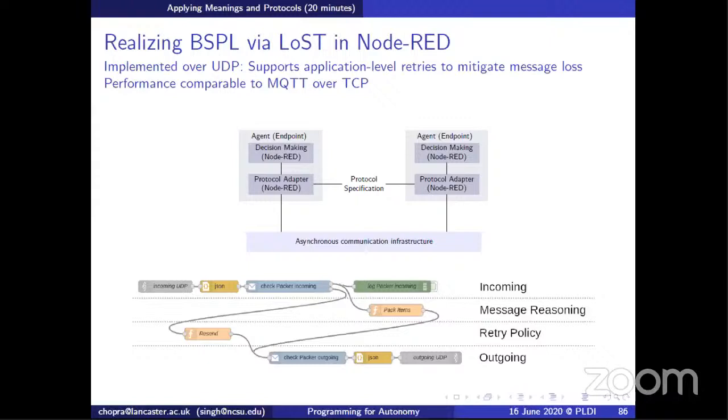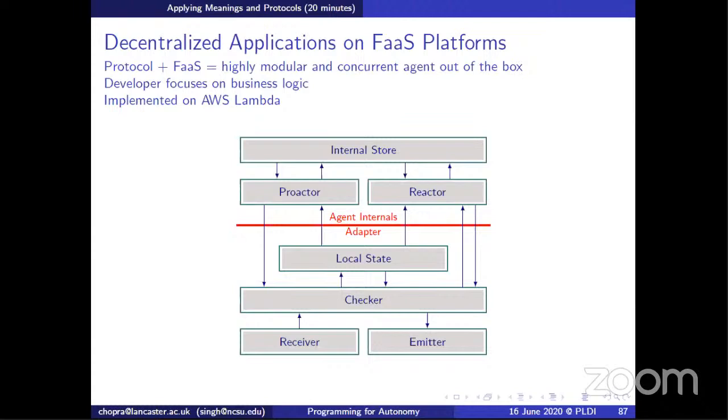And then we also, very recently, have done another interesting exercise. We've deployed protocols on FaaS platforms. So FaaS is function as a service. In our case, we use Amazon's Lambda. And the promise of FaaS is that Amazon, the platform, manages concurrency by launching as many instances of a function as needed to handle incoming events. And you pay as you go, you know, as the application owner, you pay only for the resources that you use.